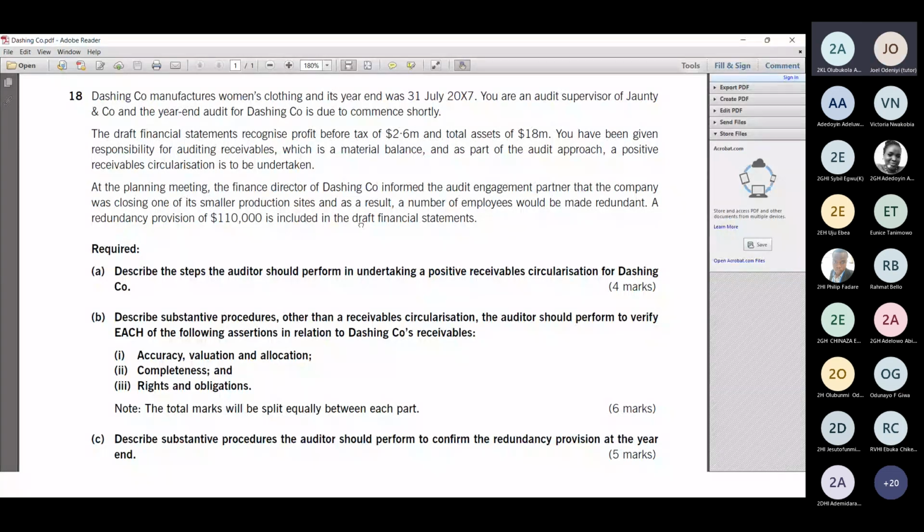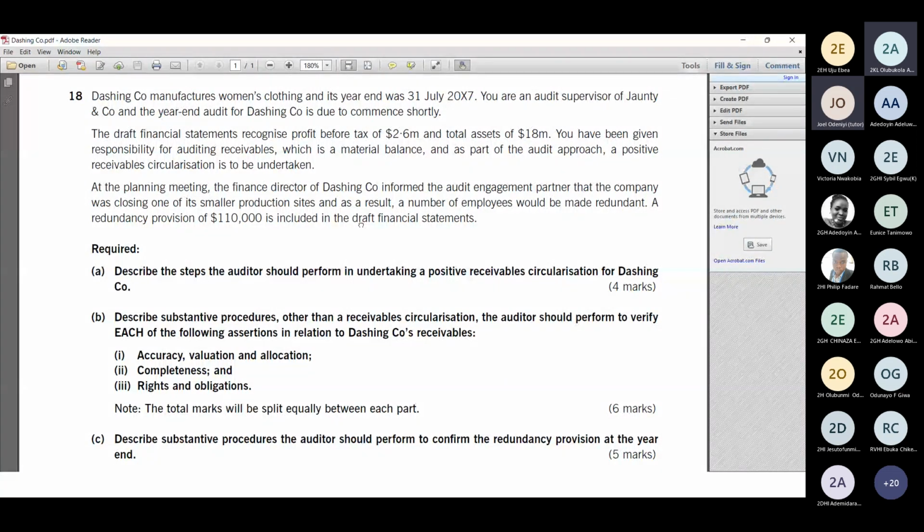Hi Joel, can you hear me? I'd just like to smooth out what she said. For completeness, you obtain the detailed listing of receivable balances, you agree it to the GL balance to ensure that the total amount of the detailed listing has been captured in the GL.